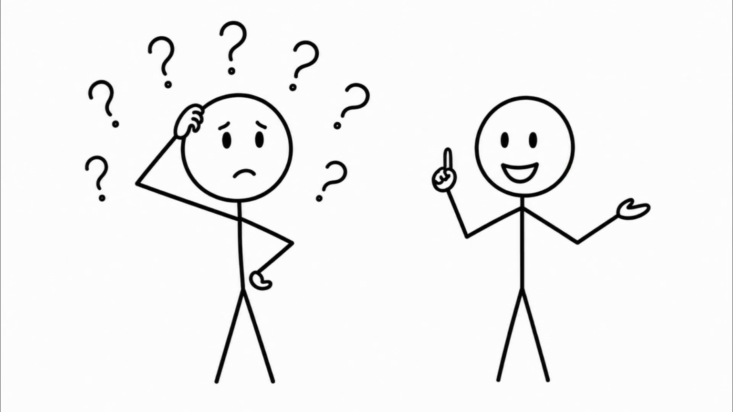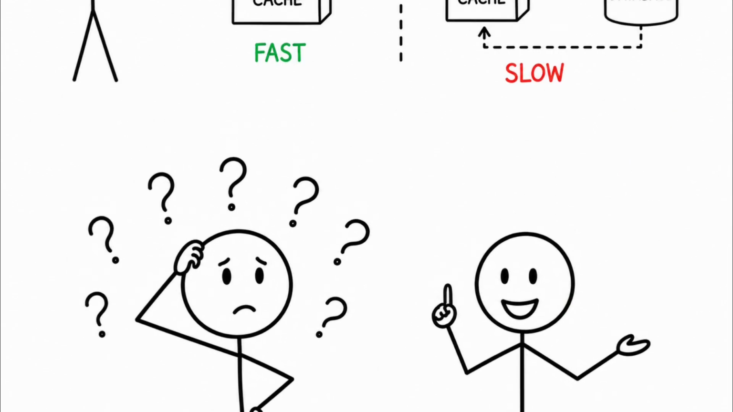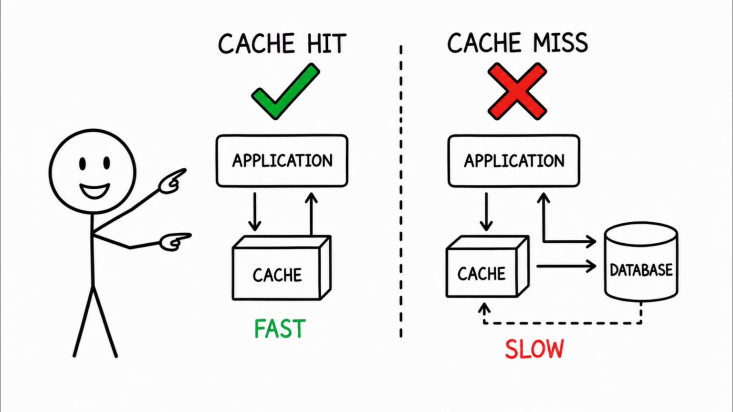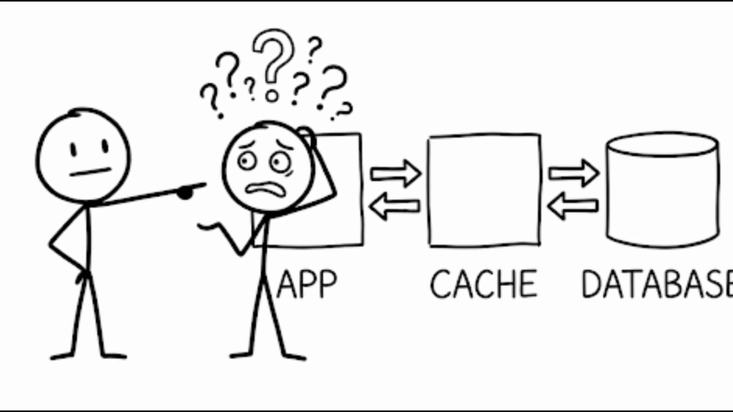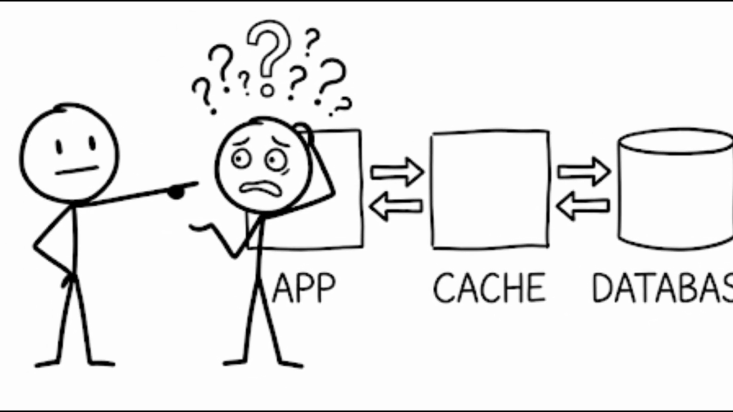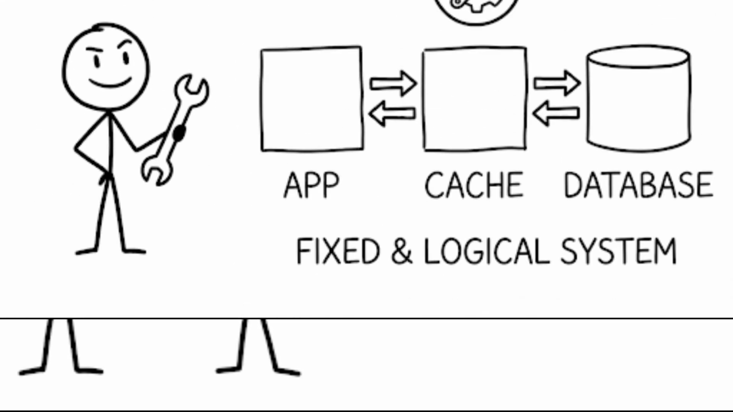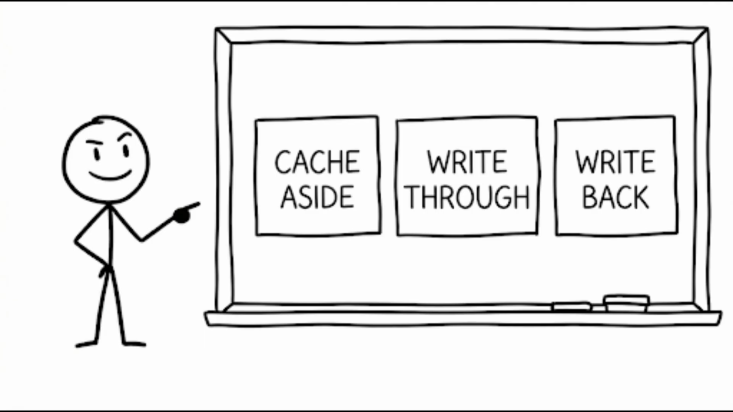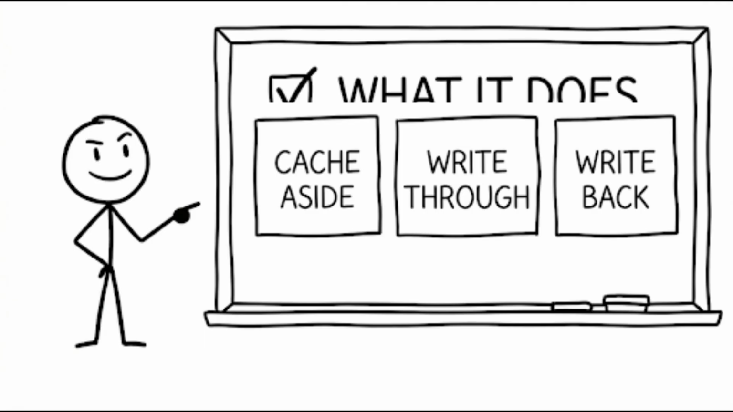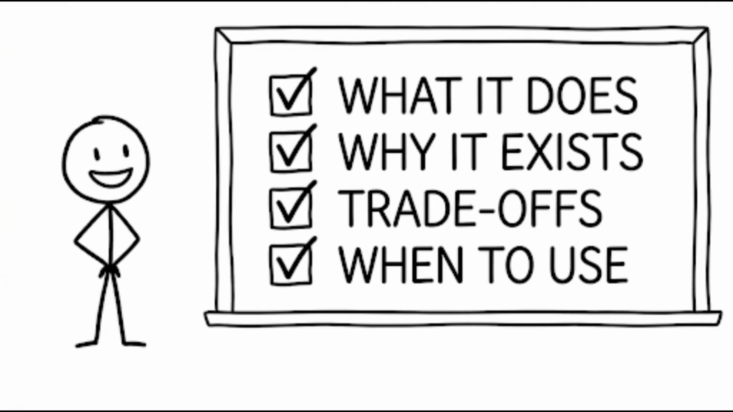And this is exactly where many beginners get confused. They understand cache hit and cache miss, but they don't understand how data actually moves between application, cache, and database. So today we'll fix that properly. We'll understand 3 famous strategies used in real systems: cache aside, write through, and write back. And by the end, you'll know what each one does, why it exists, its trade-offs, and when to use it.